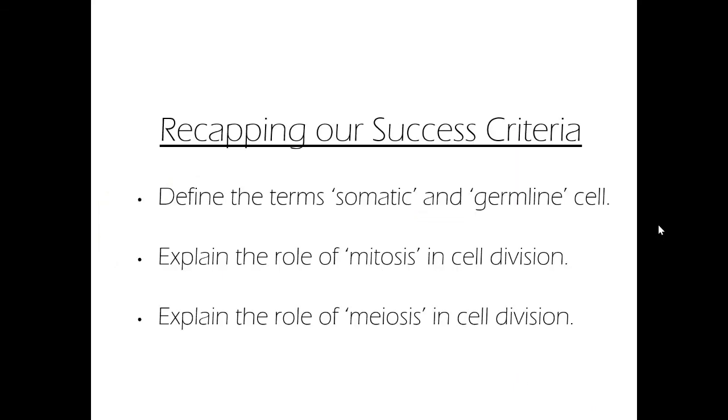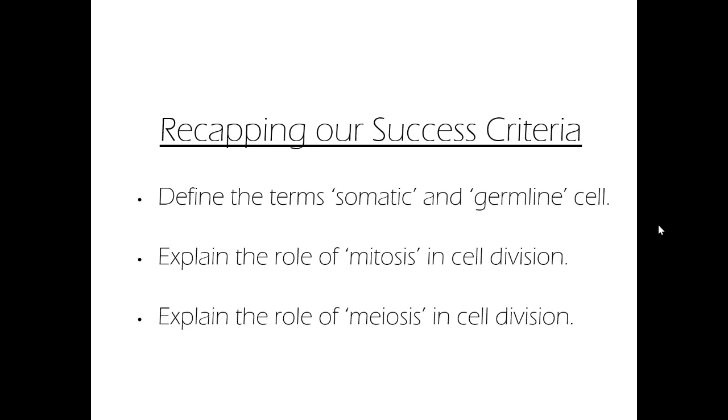So that is it for this topic. To clarify, we should be able to answer our success criteria now. So we can define a somatic cell as any cell in the body other than the cells involved in reproduction, while the germline cells are gametes, so sperm or ova, and the stem cells that divide to form those gametes.